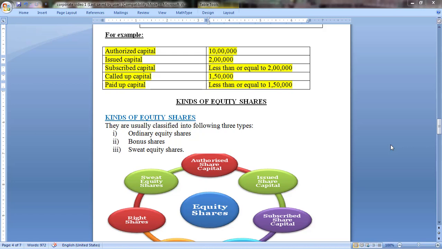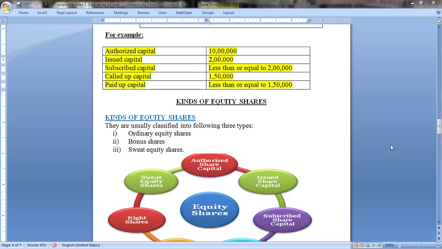Let us see the types of share capital by the following example. Authorized capital is 10 lakhs. It is the capital which the company can raise till its lifetime. For example, if a company started in the year 2000 and stands forever, then till its lifetime it can get the capital amount from the people up to the value of 10 lakhs.